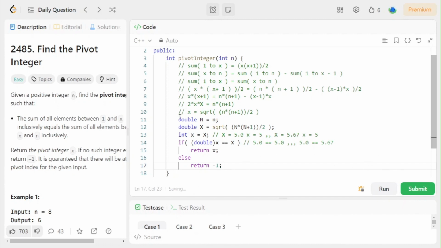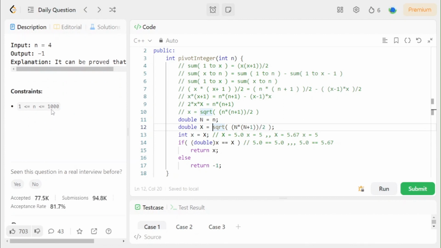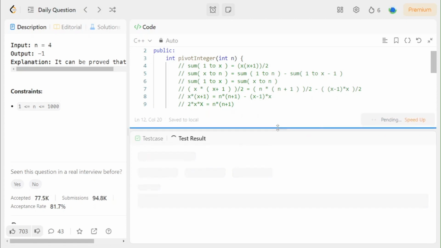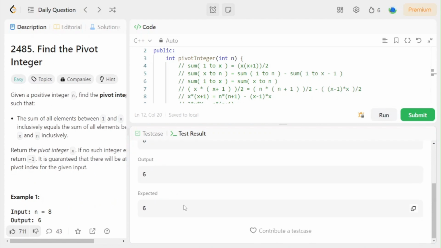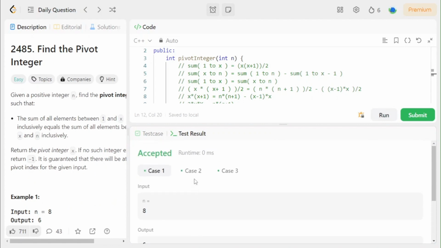So this is mathematically correct, and the time complexity is just the time spent to calculate the square root, which is very small, I guess. For 1000 it doesn't even matter. So let's try to run it. Yeah, it works. Okay, let's submit it.